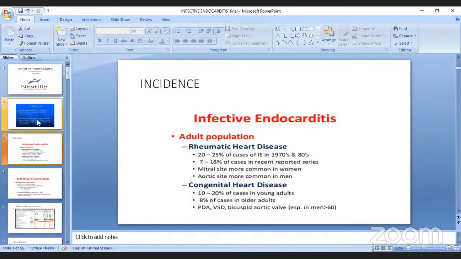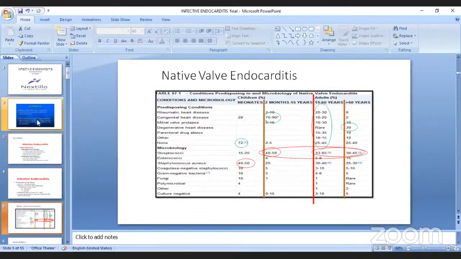Now, the incidence I can go on, but let me give you a very beautiful table about native valve endocarditis. That is, you're not talking about prosthetic valve endocarditis; the patient has not gone under any surgery. So first we come to native valve endocarditis. What you have to remember is the age groups: neonates, then 2 months to 15 years, 15 years to 60 years, and more than 60 years. Let's talk about neonates first.